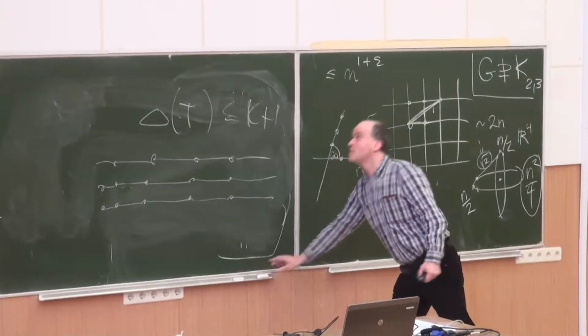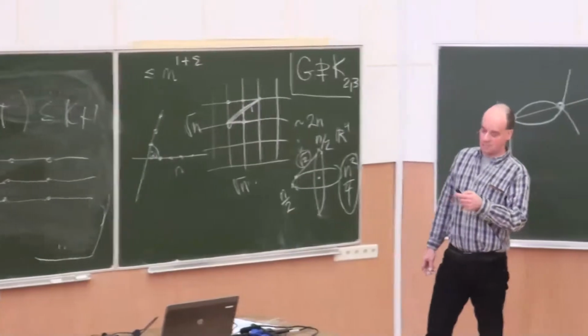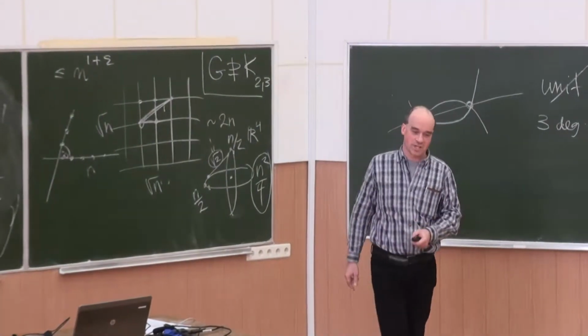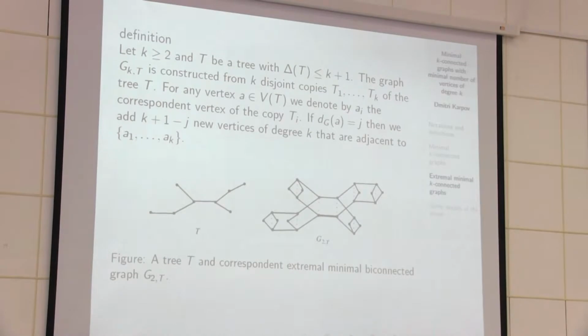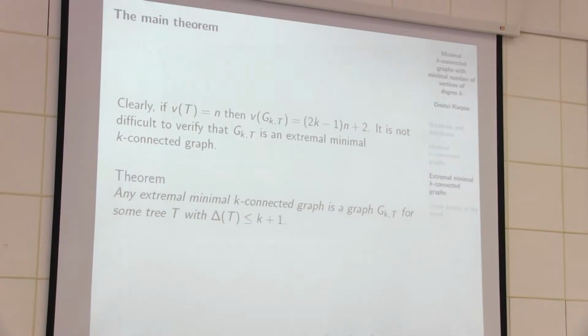But here we can show that any such construction for any tree with maximum vertex degree at most k plus 1 is valid. And now here is our main theorem, which is not so trivial in this direction. Any extremal minimum k-connected graph is a graph of type J_k(T) for some tree T with delta large at least k plus 1 and vertex degree at most k plus 1.